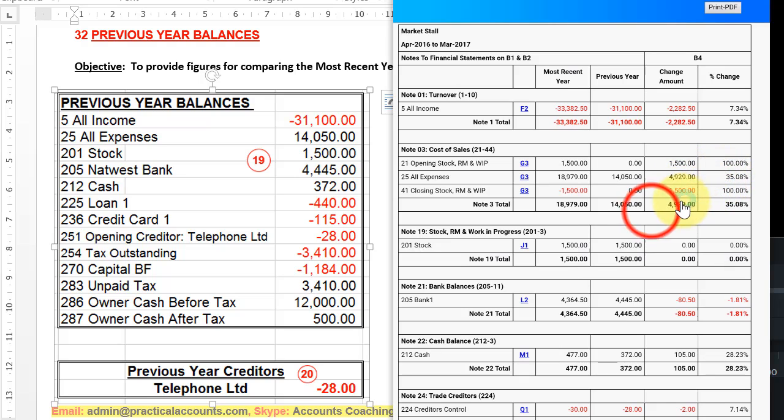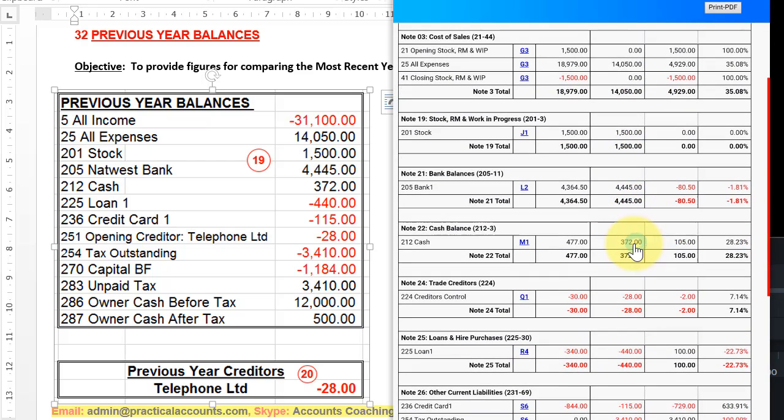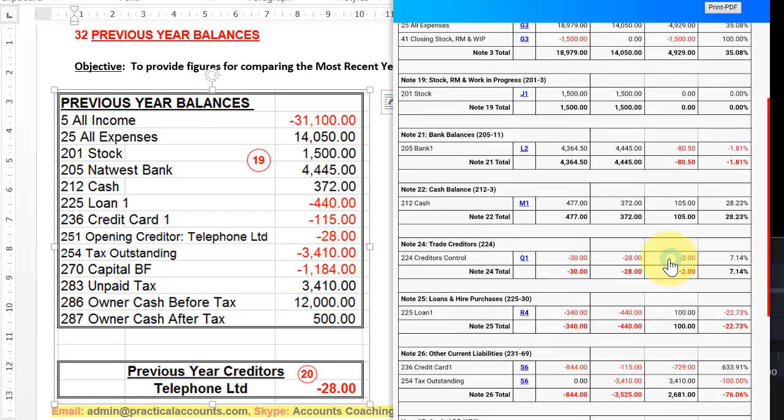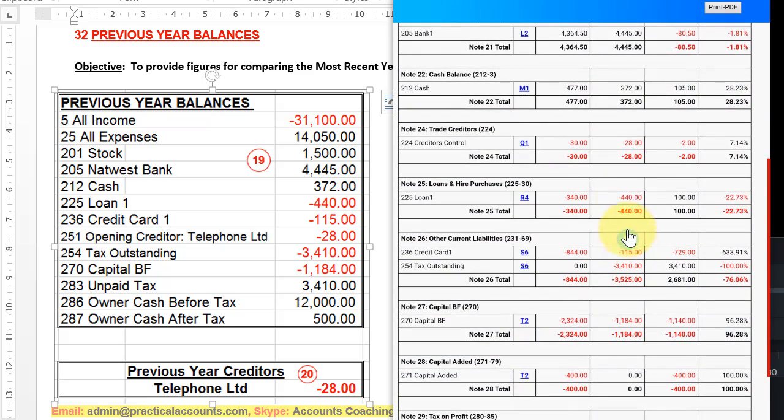It's a big one. Now we're looking at the bank balance. It has dropped by only 80 pounds. The cash balance has increased by 105. And then here the creditors has increased by 2. The loan has reduced by 100, which is 22.73%.